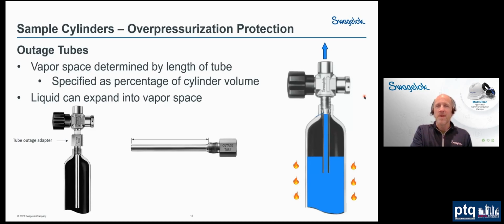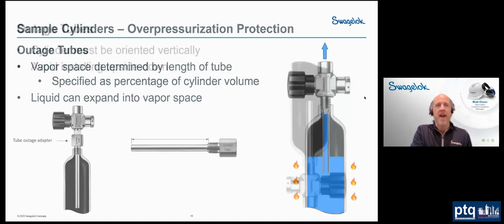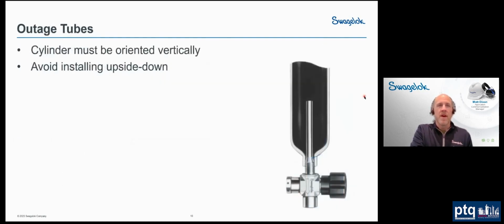Now the question is, how big is that vapor space actually going to be? But before we get there, we need to make sure that we avoid installing the outage tube upside down. So when we do that, what's going to happen, of course, is it would just act like a fountain until we get up to the top, and now our cylinder is 100% liquid full. Now, of course, that completely defeats the purpose of the outage tube. Now, we don't have that vapor space anymore, and any sort of thermal expansion is going to cause us trouble.